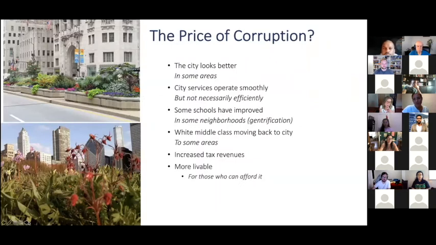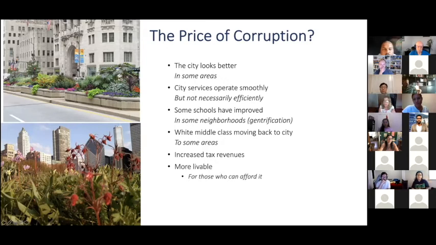So the price of corruption: in some areas, the city looks better. City services, some places operate more efficiently. But who is the city for?